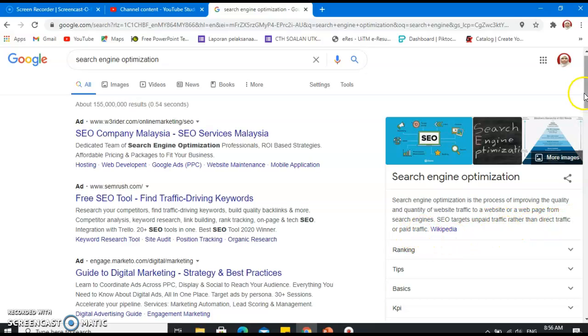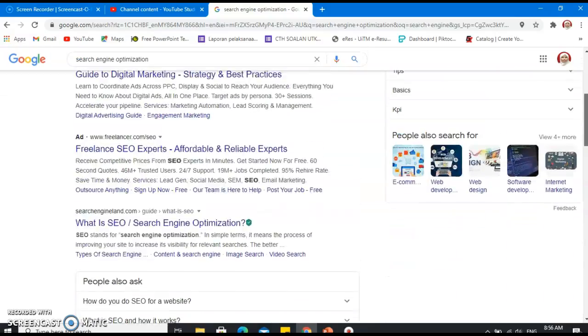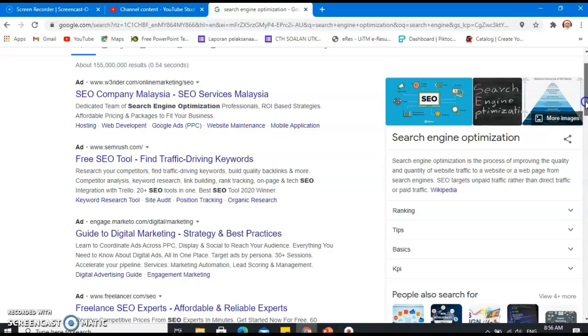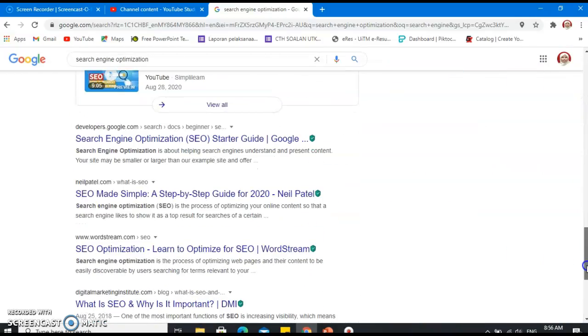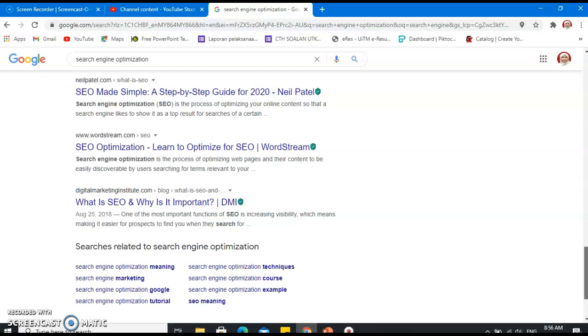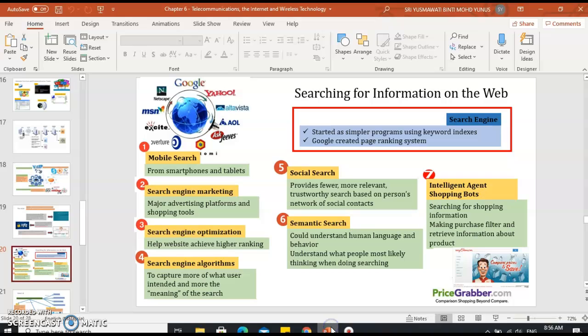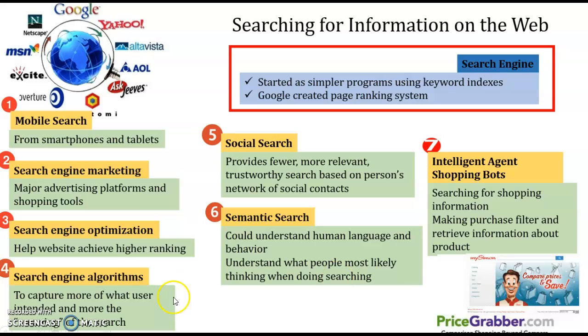So maknanya kalau you tengok macam dekat sini, yang kena bayar cuma 4 saja. Yang the rest adalah free. Okay, free. Maknanya dia sekadar untuk memberitahu bahawa this is about our organisation. Ini bagi contoh pasal SEO lah. So apa yang kita masukkan sebagai SEO. Okay, back to business. And then kita ada search engine algorithm. So search engine algorithm to capture more of what user intended and more the meaning of the search.